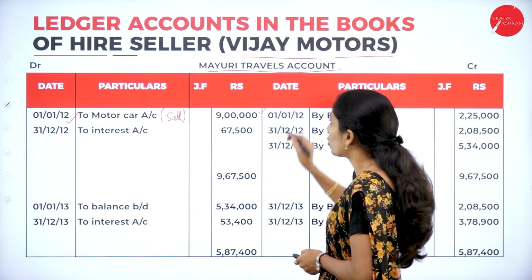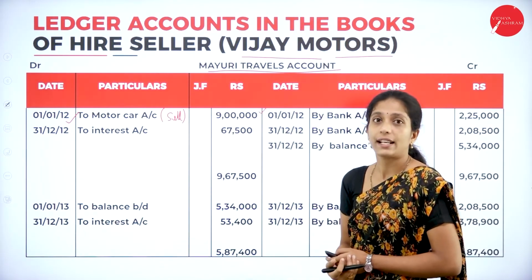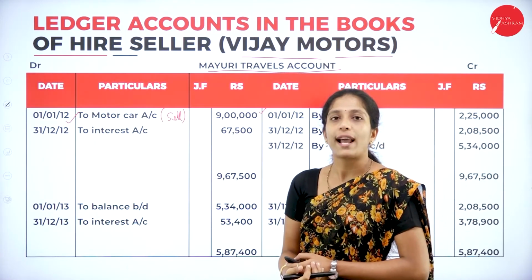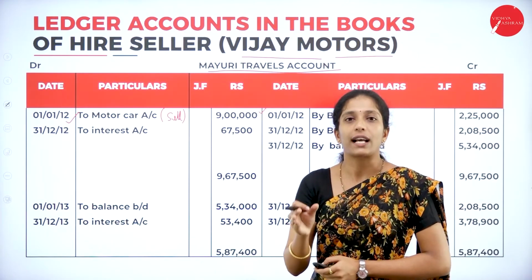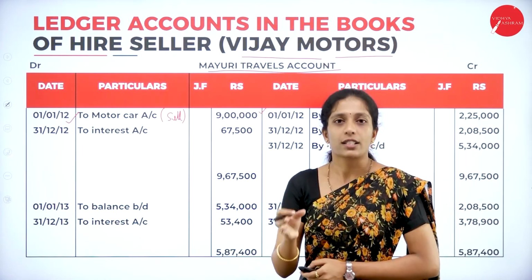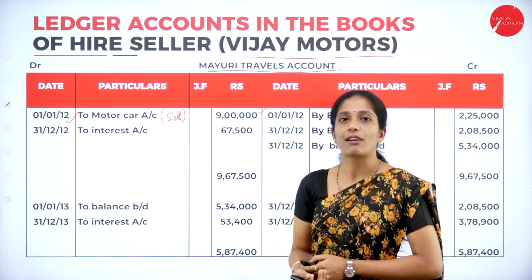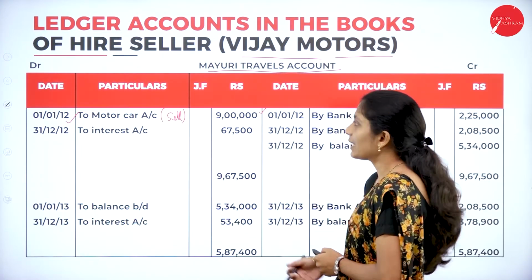The asset is sold at rupees how much? 9 lakh. That is, they have sold 2 motor cars costing 4,50,000 each. So 4,50,000 into 2, you'll get 9 lakh.